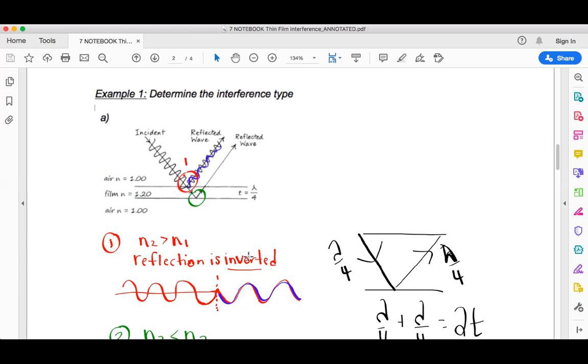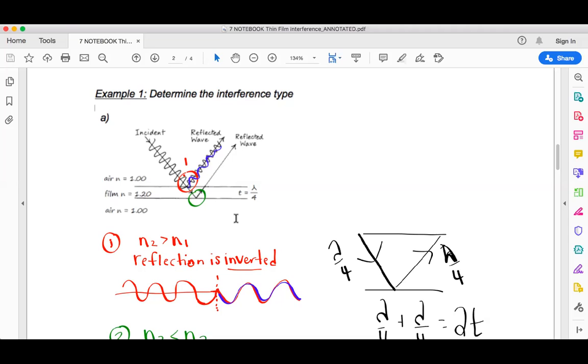So when a wave is inverted, we've drawn a trough, and we're just about to draw a crest. That would be natural, but because it's inverted, we're going to do what's unnatural and make it a trough again. So this is representing this path. There's another option for the light.